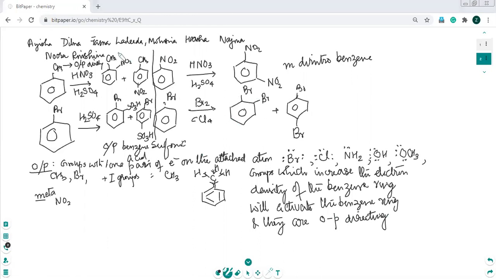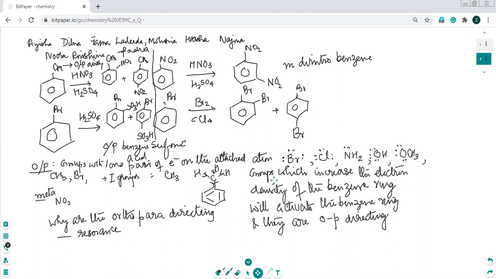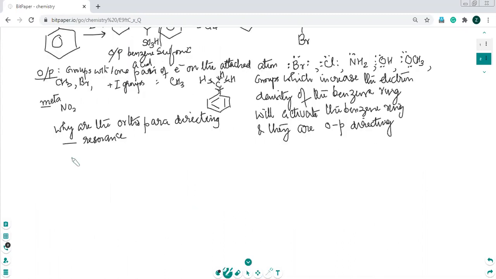Why are these ortho-para directing? What is the answer? The one word answer is resonance. Let me expand it. We will take OH as a group. If you are given this question, why is the OH group ortho-para directing?